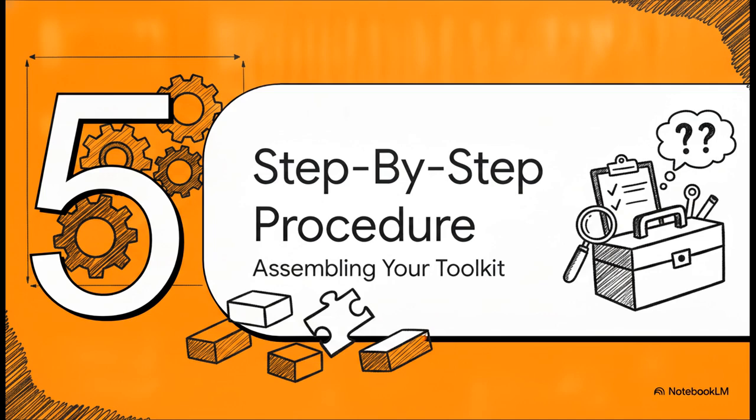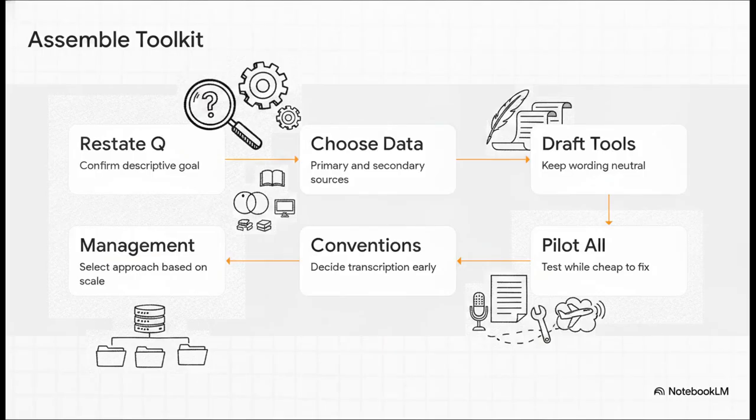All right, final stretch, Section 5, Step-by-Step Procedure. Let's systematically assemble this entire qualitative toolkit from start to finish. Here are your actionable steps. First, restate your research question in plain English just to confirm it genuinely calls for a generic qualitative approach. Second, choose your primary and secondary data sources to allow for triangulation. Third, draft your instruments, making sure to keep that wording neutral.